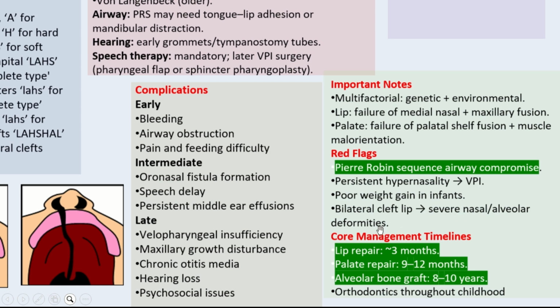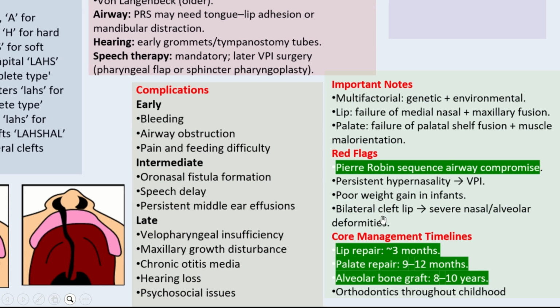And the core management timelines: lip repair is done at 3 months. Bilateral repair will be done at 9 to 12 months. And if there is need for an alveolar bone graft, it will be done at 8 to 12 years, when the root of the canine is about to form. Then orthodontics are going to be done throughout childhood.